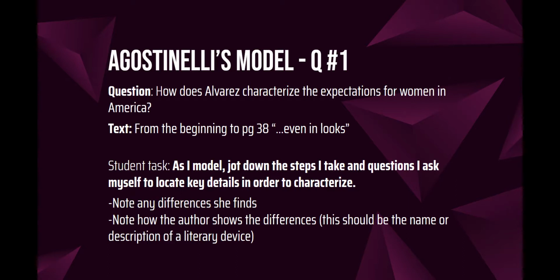Okay, so I read where I was supposed to read, and I noticed one thing. So let's go back to my question. How does Alvarez characterize the expectations for women in America? I need to follow some steps. First, I read the question to find out what I needed to look for. Second, I read and looked for what the question was asking me to find. Now, I'm going to make an inference about the evidence that I found.